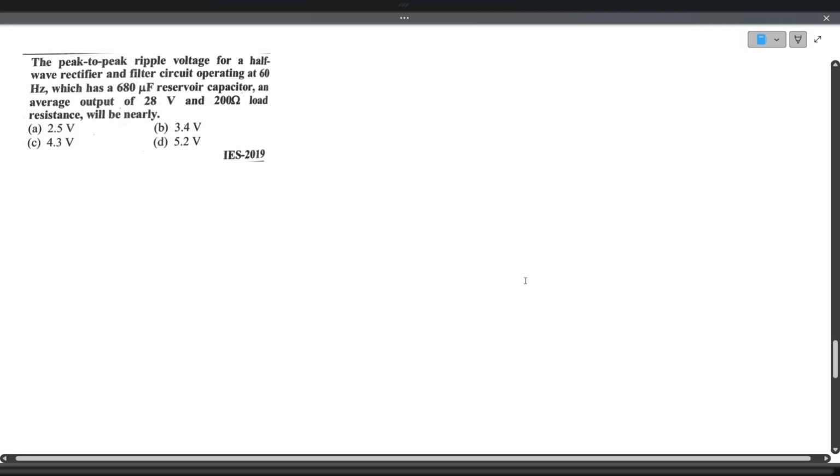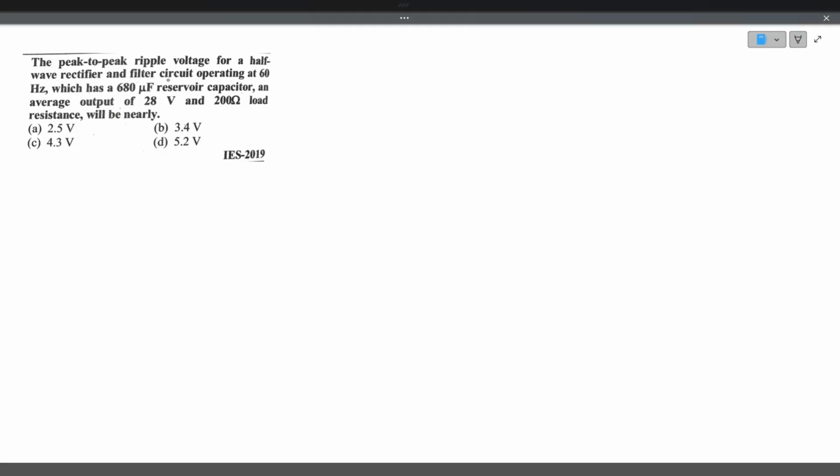The peak-to-peak ripple voltage for a half-wave rectifier circuit operating at 60 Hz has a 680 microfarad reservoir capacitor. An output voltage of 28 volts and 200 ohms load resistance will be nearly. So here the question is asking for a half-wave rectifier. For the half-wave rectifier, when the capacitor is connected at the output, it will produce a rectified and filtered output. Now we draw the circuit like this.